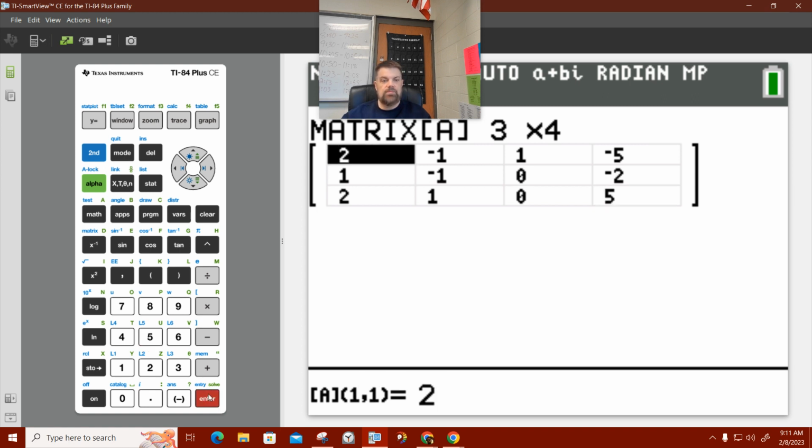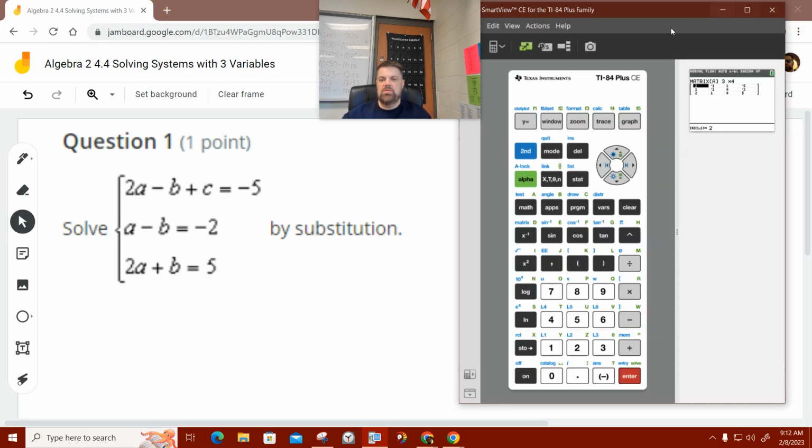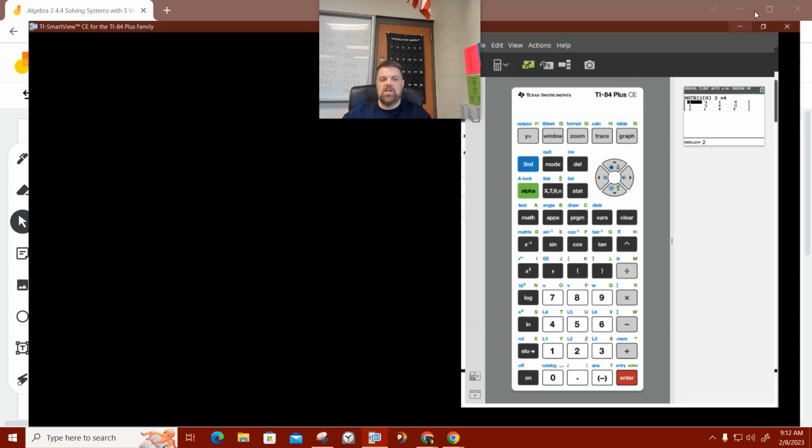Okay? I double check 2, negative 1, 1, negative 5. You guys can't see it, but I have it on my other screen here. 1a, second equation now. 1a, negative b, 0 c's equals negative 2. That's correct. And then 2a, 1b, 0 c's, and then a positive 5. Okay? Okay. So now I am going to do, well, let's just leave it up here.